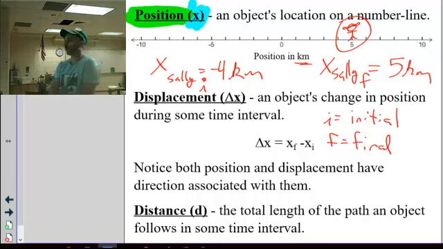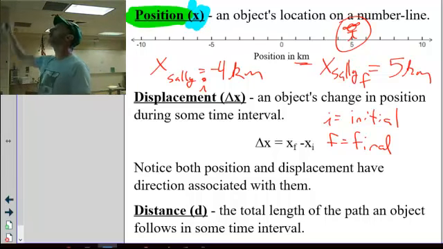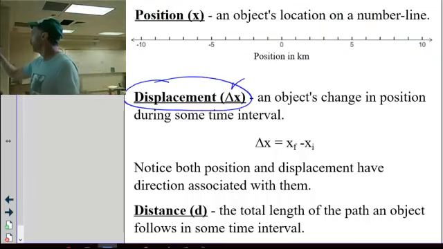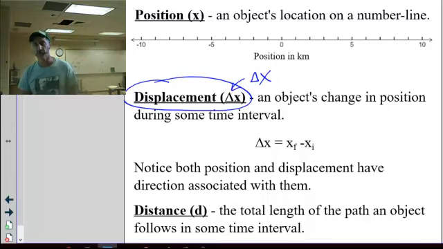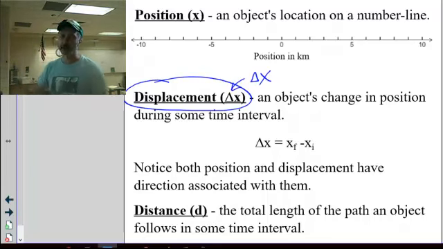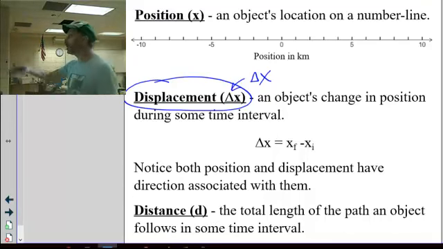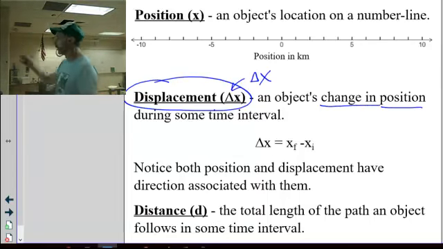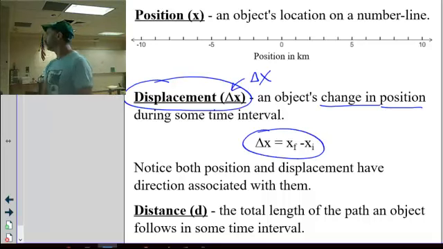Now, another thing that we'll then be interested in is what's called displacement. The symbol for displacement is a triangle and the letter x. Those of you who've taken chemistry hopefully know that triangle is the Greek letter delta, and it means change in. And so the definition of displacement is change in position, change in x, delta x. It tells you how much the position changes by.